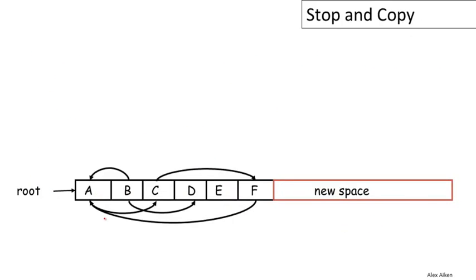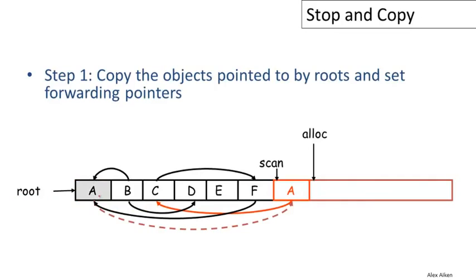Returning to our little example, I'm now going to walk through how a stop and copy garbage collector would collect this particular heap step by step. So notice that we only have one root object, and it's A. Okay, and I just want to point out that A has one pointer, which points to object C. All right, so the very first step, what we're going to do is we're going to copy the A object over to the new space.